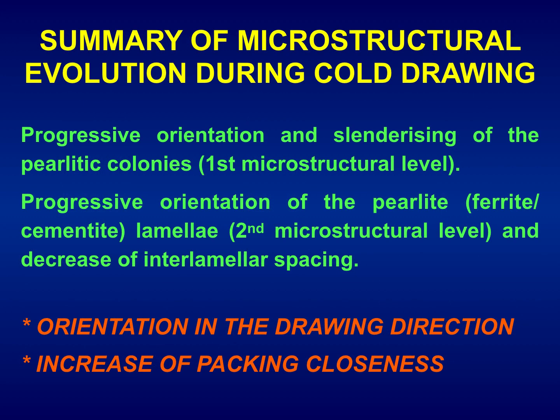Summary of microstructural evolution during cold drawing. First, a progressive orientation and slenderizing of the perlitic colonies, first microstructural level. In addition, a progressive orientation of the ferrite cementite lamella, second microstructural level, and decrease of interlamellar spacing. As a summary, orientation in the drawing direction and increase of packing closeness.